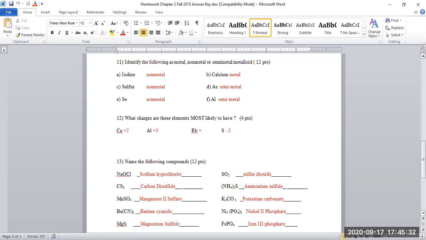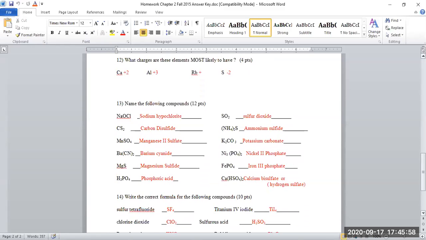Calcium's in the same column as barium, so it's a +2. Aluminum's under boron, that's what makes it a +3. Rubidium's an alkali metal, first column, so it's a +1. And sulfur is underneath oxygen, therefore it is a -2. And then we get into the actual nomenclature.